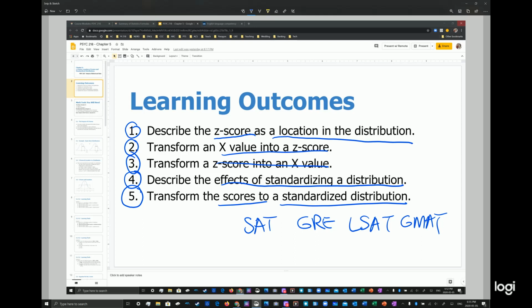And so standardizing a distribution and transforming scores to a standardized distribution helps the test takers and the people comparing these distributions to go, okay, yeah, I know what the mean is, but it's going to be something that's easier to read and perhaps easier to accept too. So these are used for standardized tests.